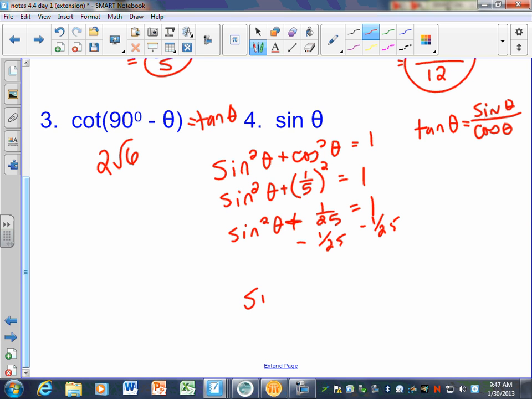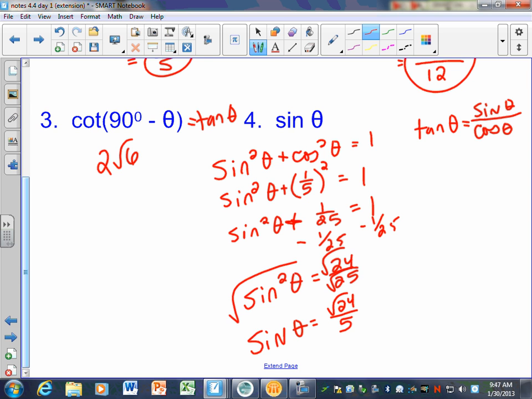So I would get that sine squared theta equals 24 over 25. I want sine, not sine squared, so how do you undo squaring something? You square root it. When you square root a fraction, you square root the top and you square root the bottom. So I would get the square root of 24 over 5. And I shouldn't leave that as a square root of 24 because I could simplify that. That would be 4 times 6. So that would be 2 square root of 6 over 5.